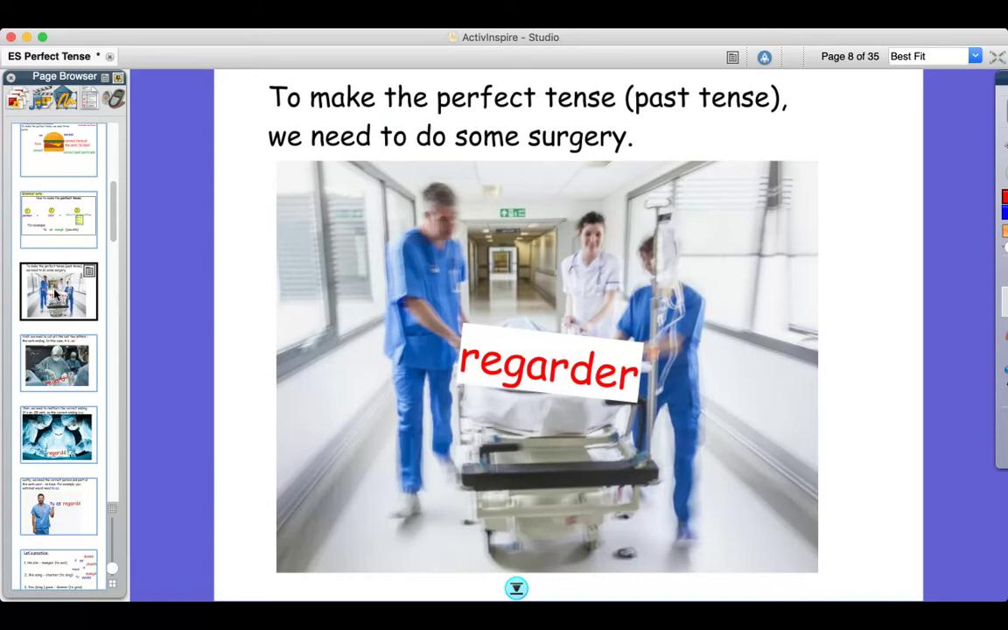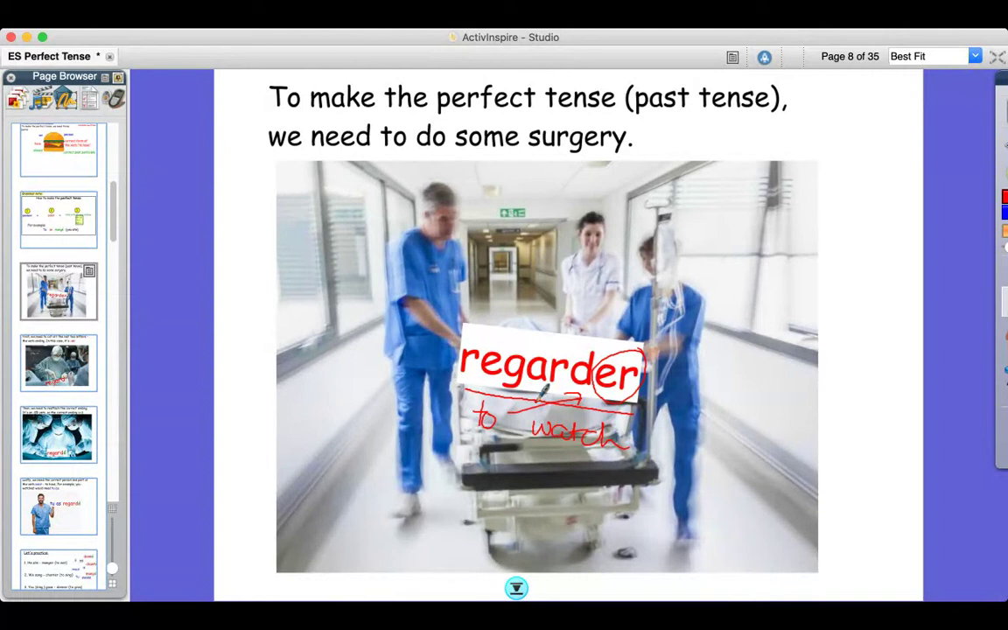So let's take the verb regarder. Okay, the verb regarder is to watch. This verb is in its infinitive state, so nothing has happened to it. We can see here that it's still got the er on the end, so it's the full verb. It's the verb to watch.